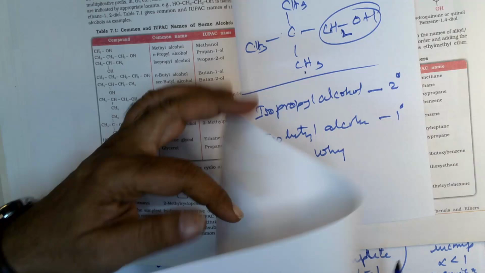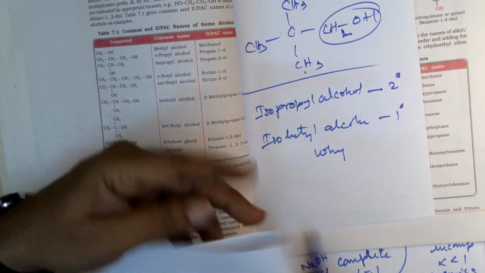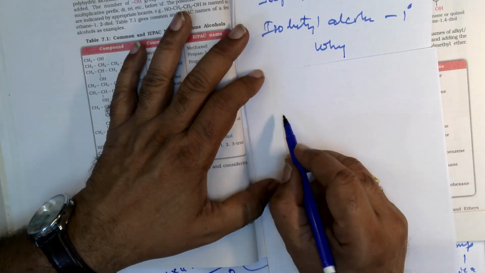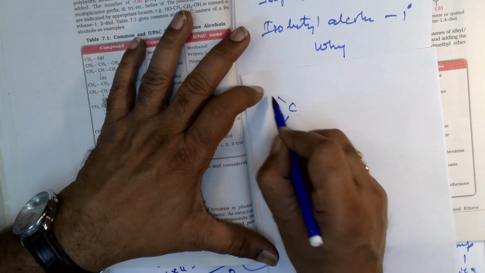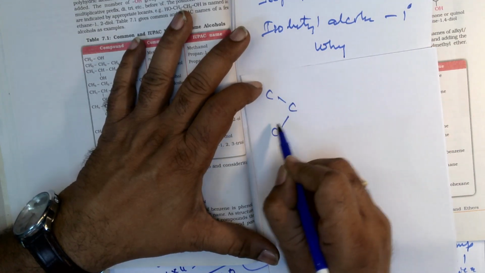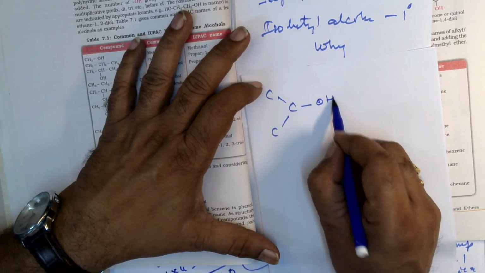Listen here. Let us take up this one. Isopropyl. Isopropyl means what? Iso: twice branched, similarly branched, and with the three carbon atoms, put OH.